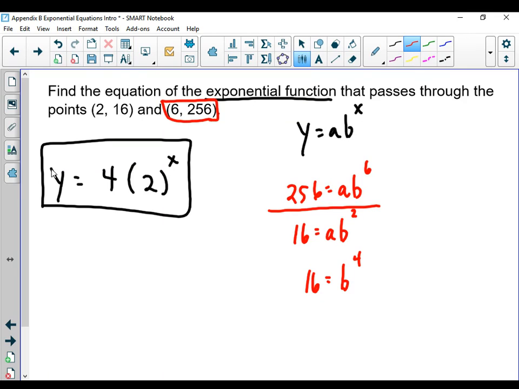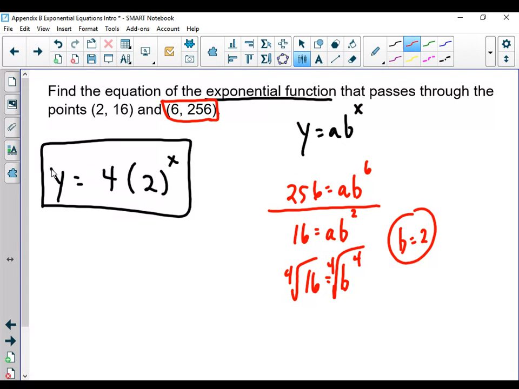Now, the reason I put this one on top was for a couple reasons. One, I wanted the larger exponent on top so I could avoid negative exponents. And then secondly, for this specific problem, it gave me a nice neat whole number. From this step, that's where that root is going to come in. So I do the 4th root. So that's where the b value of 2 came in.